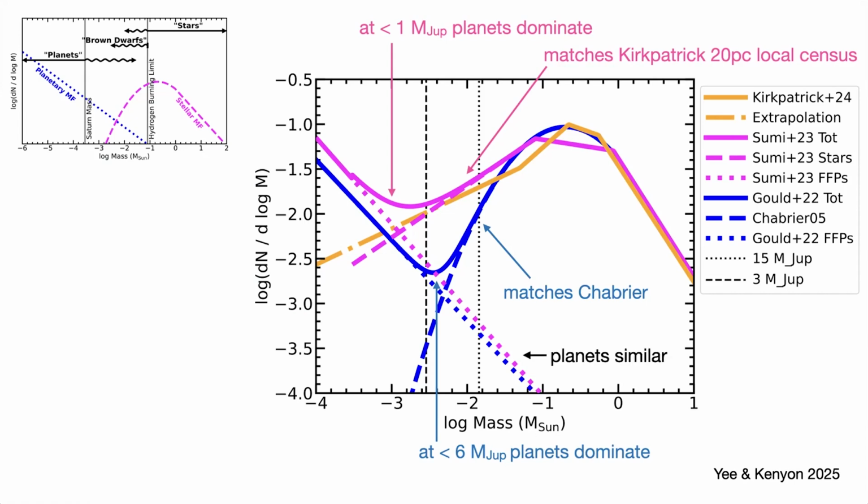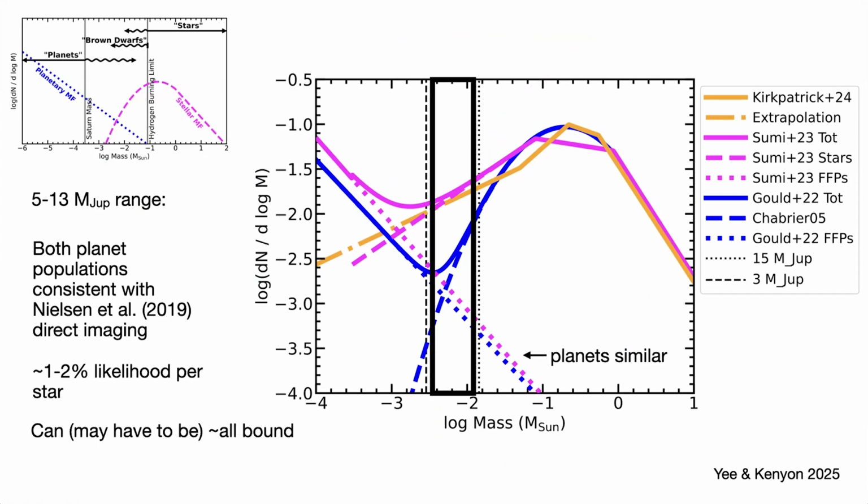And if you look at this region in the 5 to 13 Jupiter mass range, both of the populations, and this was the point of this paper, are consistent with the direct imaging results, meaning that there's a 1 to 2% likelihood per star of having a planet. And that's on these dashed lines here. So it's assuming that the ones that are part of the stellar population are not going to be bound. These authors argue that, in fact, these can be, and they actually may have to be, all bound and not rogue planets in order to match the direct imaging statistics.